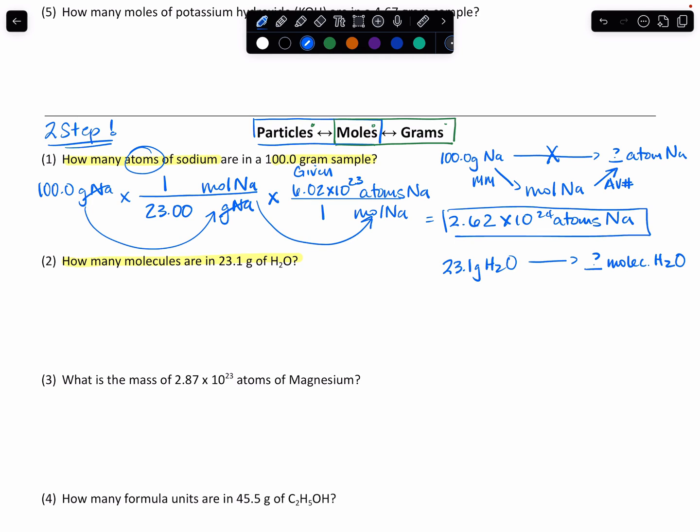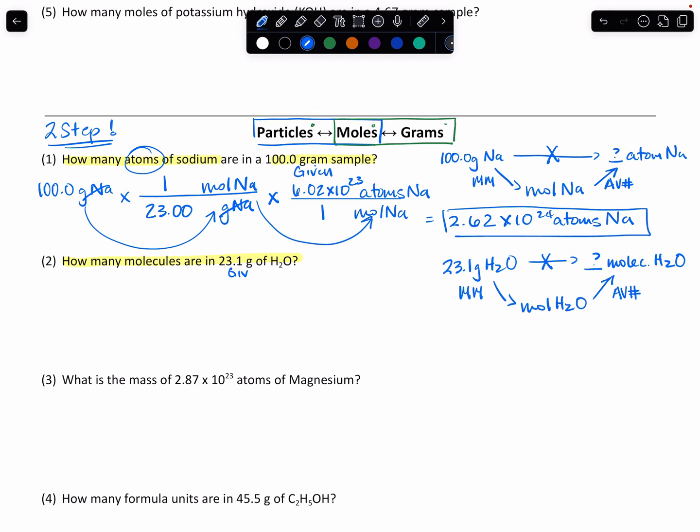Again, there's nothing that equates mass and particles, so we can't go directly. Our first step will be to convert to moles of H2O, and we'll do that with the molar mass of water. Then we're going to convert to molecules using Avogadro's number. This is going to look pretty similar to the one we just did, except instead of an element, this time we have a compound, so we'll need to calculate its molar mass.